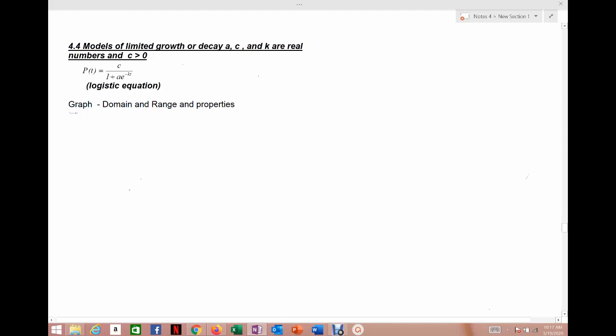All right, so after we set it up and explain what logistics curves are. Like I said, there are lots of applications. A lot of things tend to grow on a logistics curve. All right, so first the domain, range, and then graph and properties.